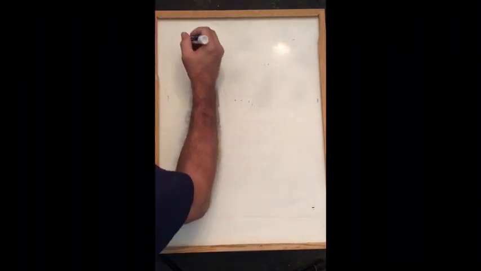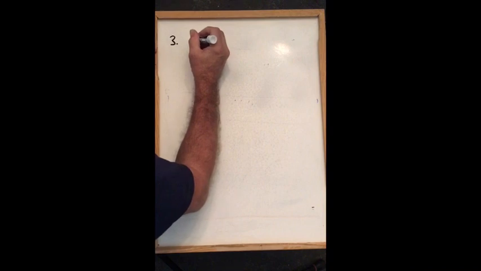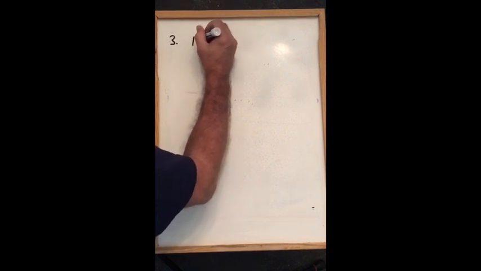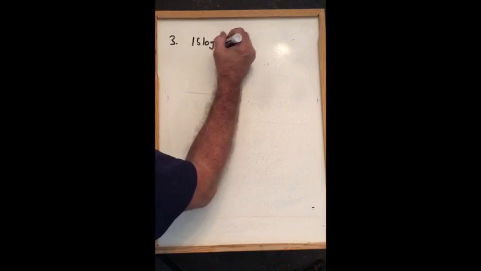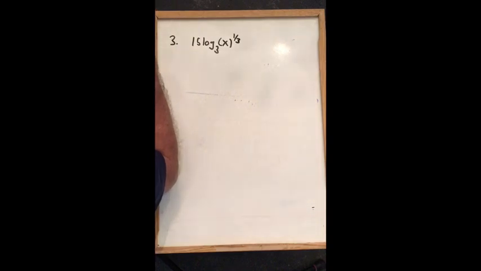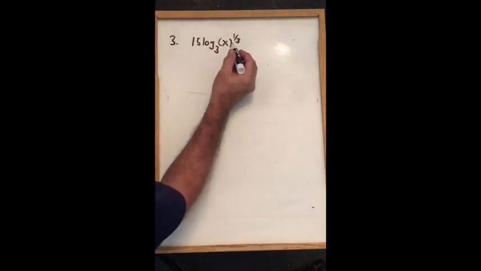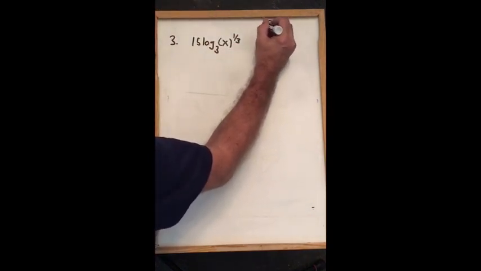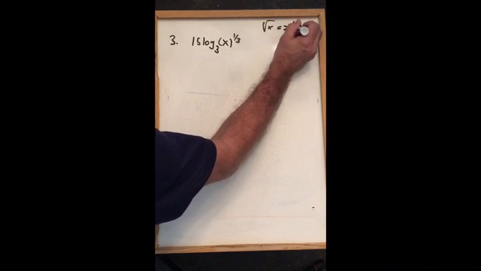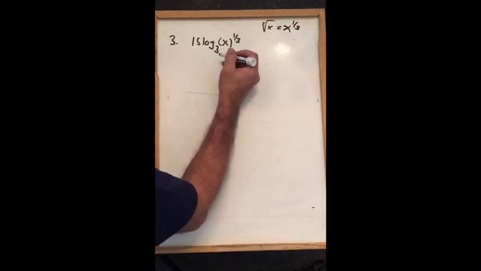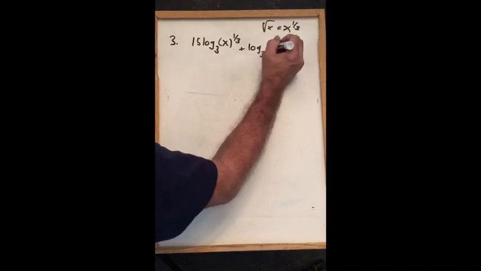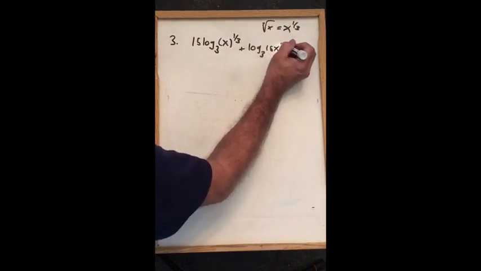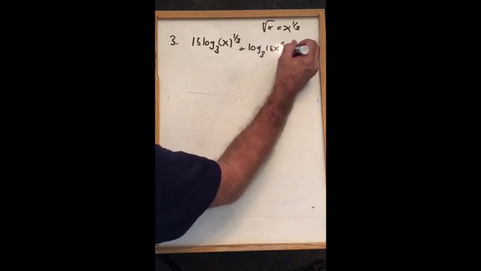Number 3, we have 15 log base 3 of, I'm going to write this as x to the 1/3. I know it says the cube root of x on the paper, but that's the same. Note that the cube root of x is equal to x to the 1/3. That's an important note. Then we have plus log base 3 of 15x to the 9th, and then minus log base 3 of 15.